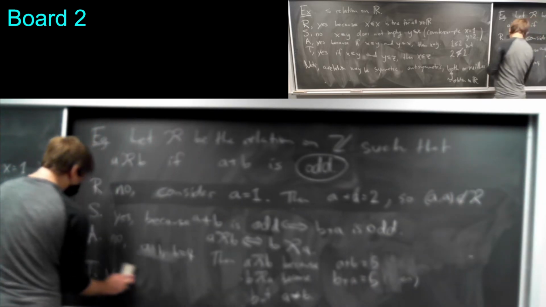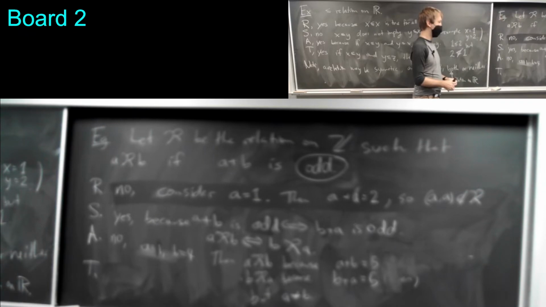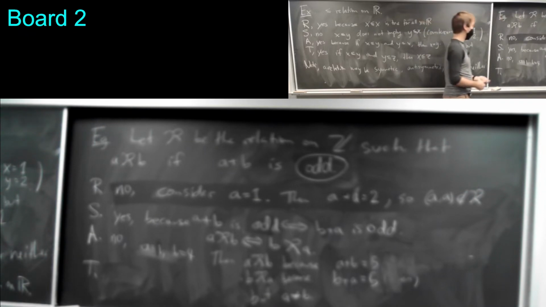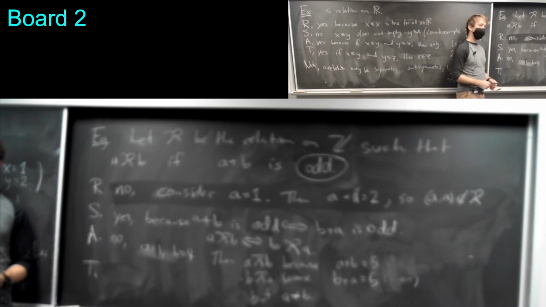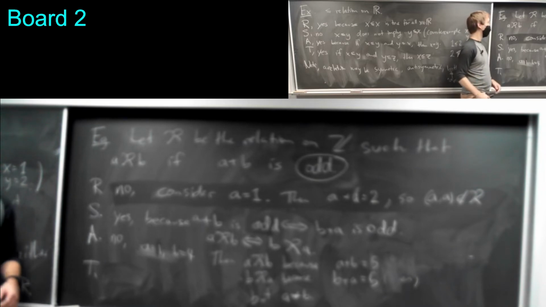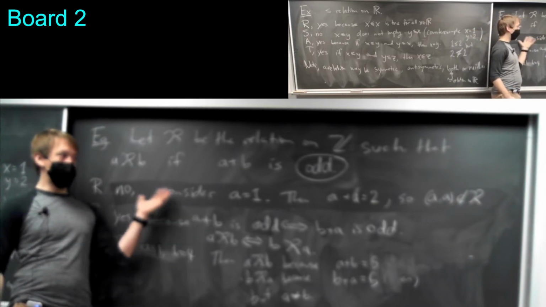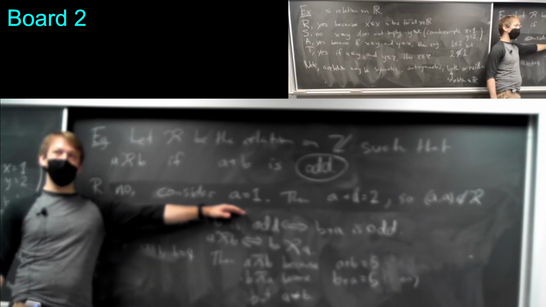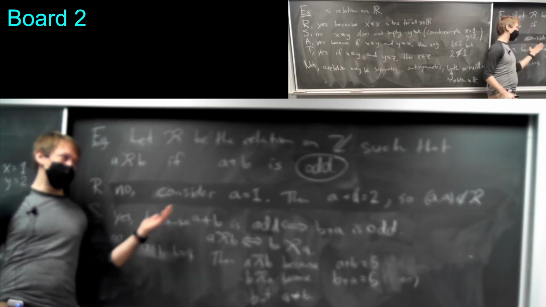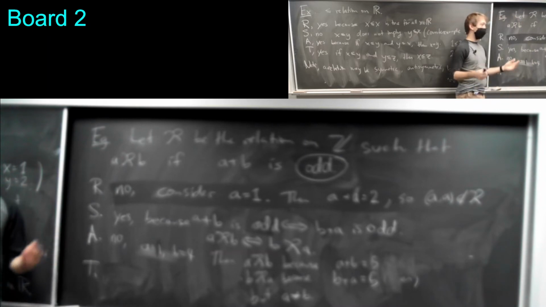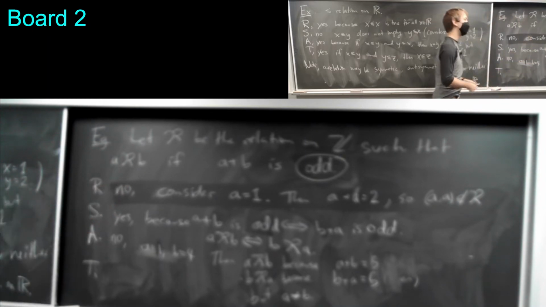I know these examples are getting really boring, but we've only got 2 minutes left. So you only really need to take one. To show it's not reflexive, you need to find one example where it fails. In particular, if I take a as 1, then a plus a is even.